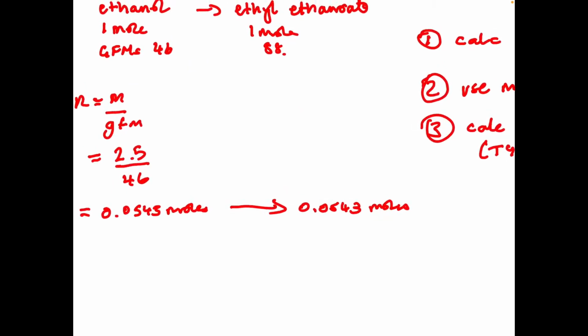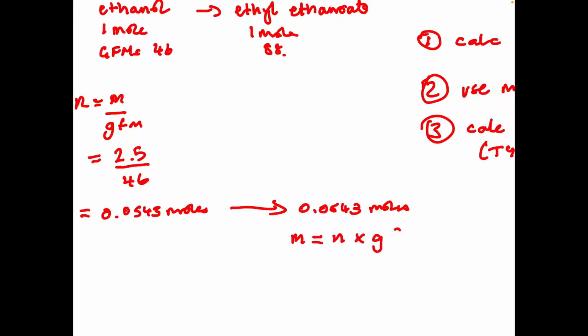Then what I'm going to do is use mass equals n times GFM to work out the theoretical mass, or the theoretical yield. And the GFM for this is 88. That gives me a theoretical yield of 4.78 grams.